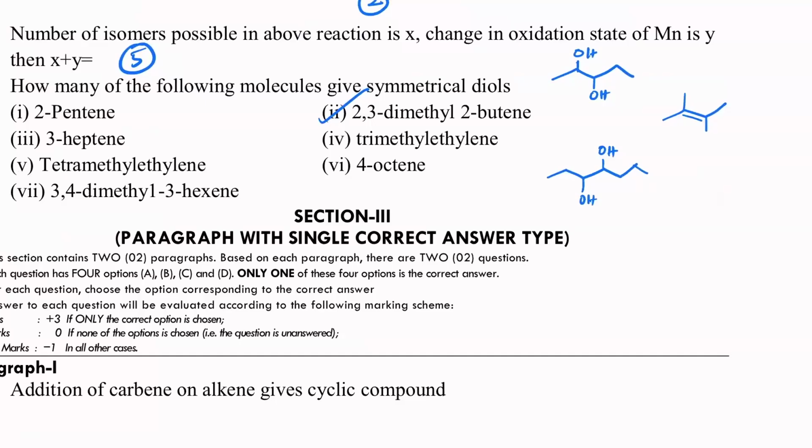Next, the fourth one, trimethyl ethylene. We have CH double bond CH and we have trimethyl. So basically we have 3 methyl groups here and an ethylene group. So 1, 2, and 3: methyl here, methyl here, methyl here, double bond, H here. So this way, right? This is not going to give you a symmetrical form. Okay. Next.